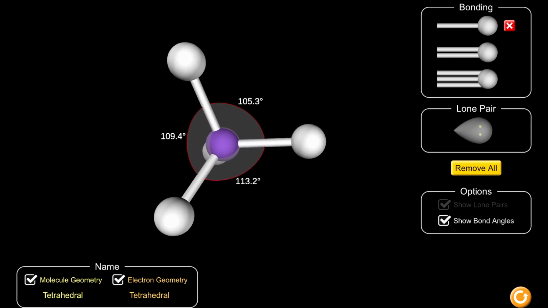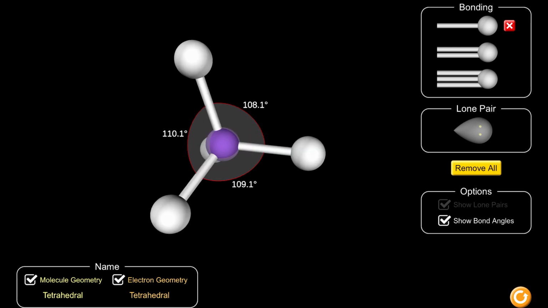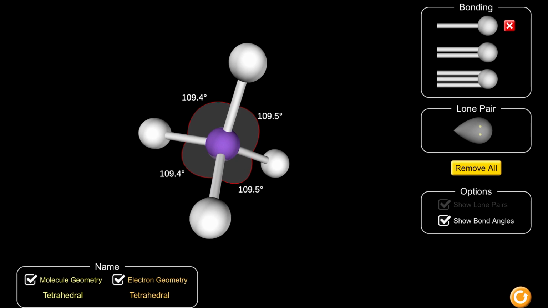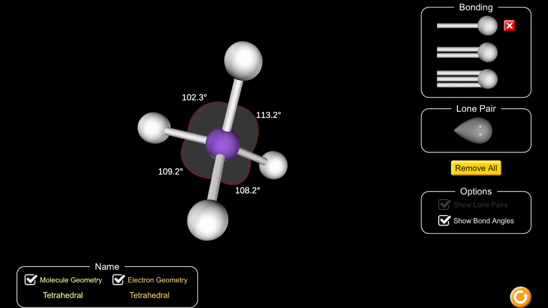The bond angle is 109.5, and as you can see, any way you move this, the bond angle will be the same, and it will be a tetrahedral geometry all the way through.